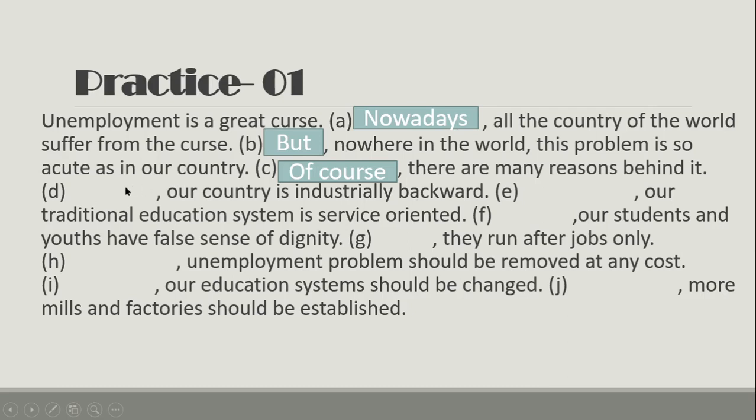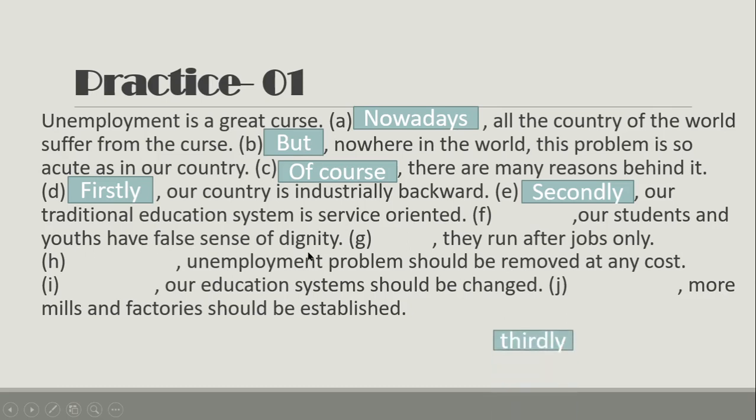Now, what are we going to do? We are going to show some reasons. So, we can say, firstly, our country is industrially backward. So, the correct answer is, firstly, our country is industrially backward. And then what? Dash, our traditional education system is service oriented, we can say, secondly, our traditional education system is service oriented, right? Then what? Our students and youths have false sense of dignity.